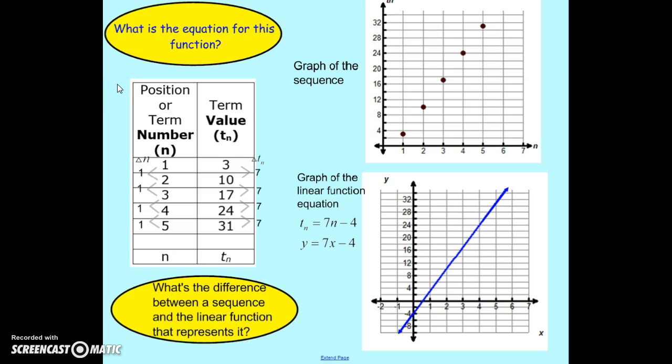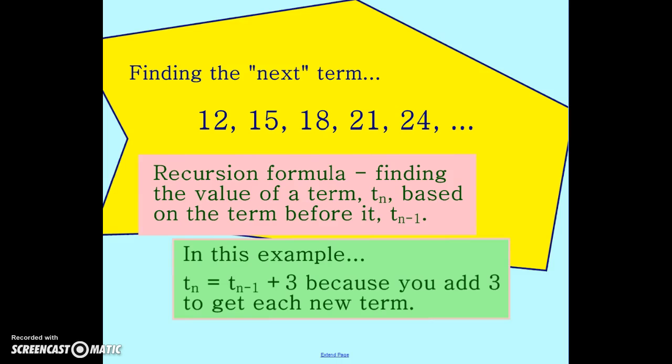So I hope you notice the similarities between the arithmetic sequence and the linear function, kind of following all the same steps to find our equations and to graph it. They're just very similar. So if we want to find the next term, this is in the third box. It says recursion formula. A recursion formula will find the next term.